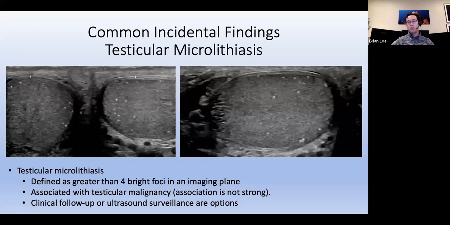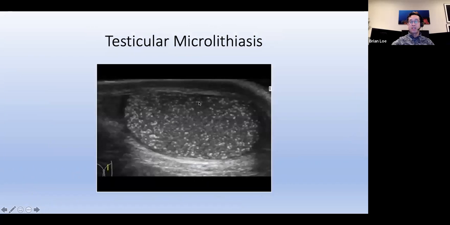We don't need to do ultrasound surveillance unless the patient has risk factors, like prior testicular malignancy, for example. Typically, though, we don't need to surveil these with additional ultrasound. Just know that they exist and do clinical follow-up more rigorously. Here's a very diffuse testicular microlithiasis. When we see this, we want to be very sure that there is no lesion within this field of microcalcifications. So evaluate the testicular parenchyma very carefully.